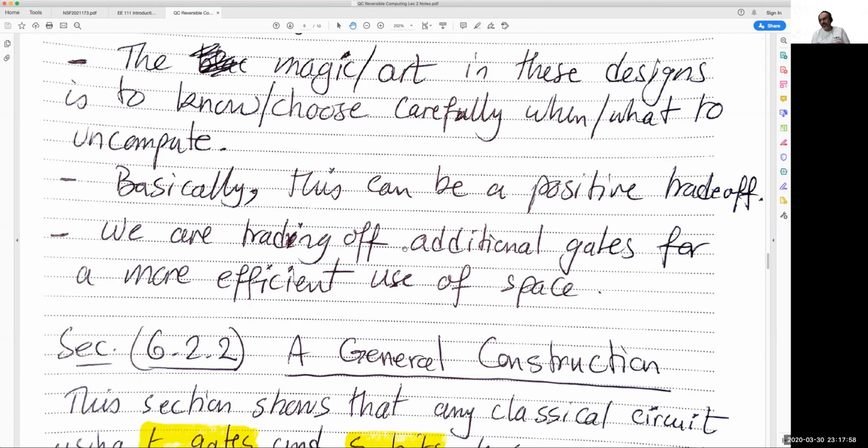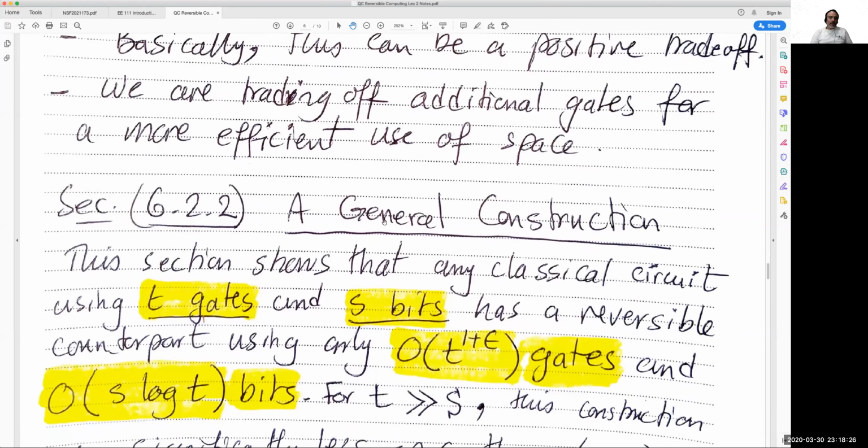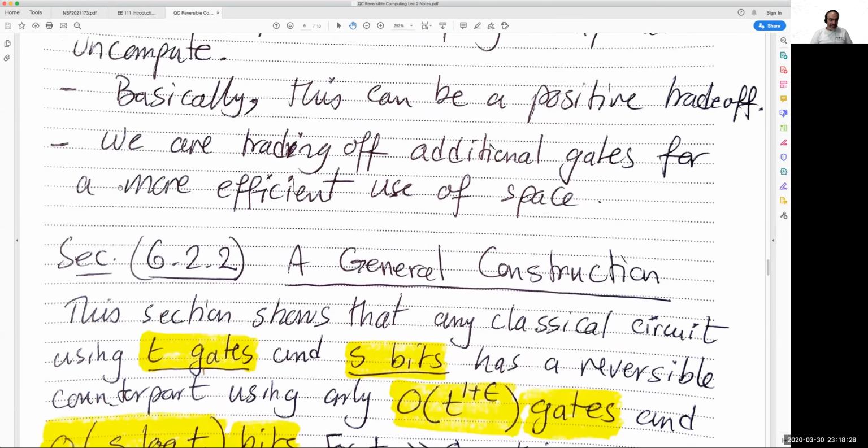If there is an intermediate result that you know you'll need at a later stage or in a later computation, you should keep it. You should not uncompute it, because if you uncompute it, you need to recompute it later. So basically, this can be a positive trade-off, where we are trading off additional gates for a more efficient use of space. This is a key statement in this section.